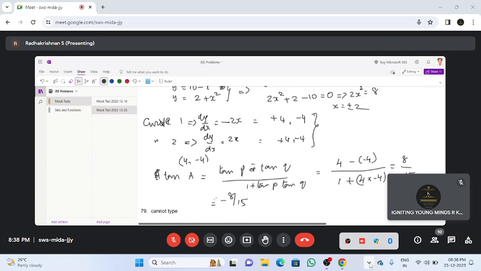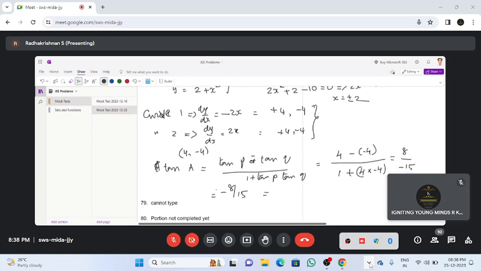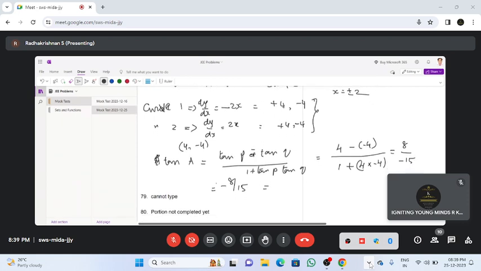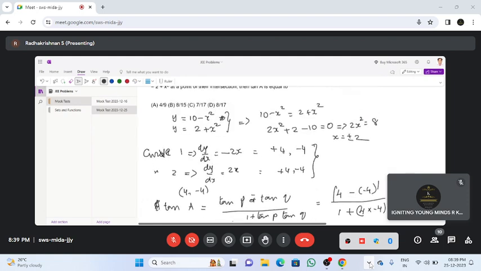Sir, modulus. Modulus, right. So it can be plus or minus 8 by 15. Okay. So we can choose the option. So the option given is 8 by 15, right? So option B is correct.